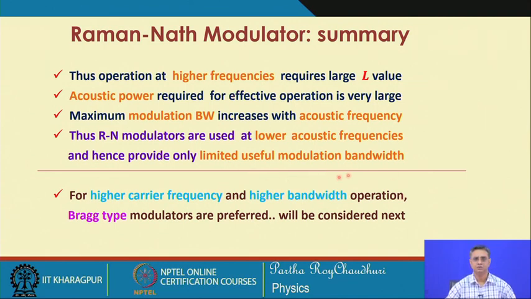So, with an understanding of these limitations of Raman-Nath modulators, particularly for higher carrier frequency, very high speed modulation and larger bandwidth of operation, Bragg type of modulators are preferred, and we will discuss this Bragg type of modulators for acousto-optic deflection, for beam scanning and various other modulation purposes in the next section.